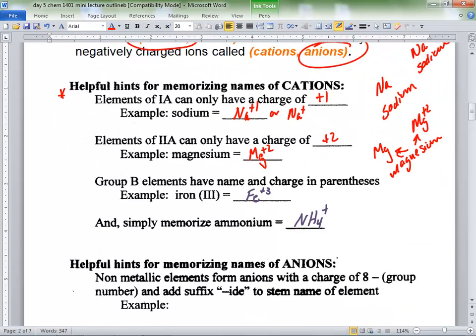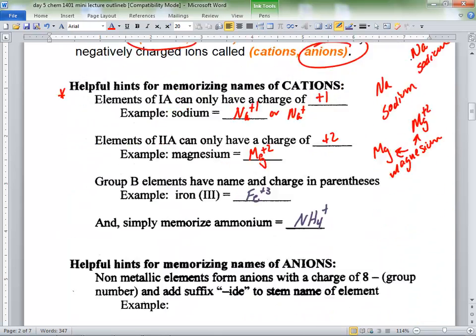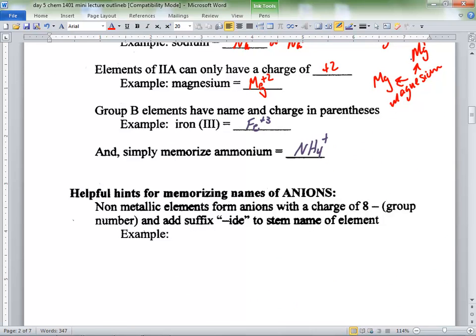The anions. Now if we're talking about the anions, we're talking about this stuff over here, right? The nonmetals. They're all negative. They're all anions. The nonmetals form anions, with a charge of 8 minus the group number. There's kind of an easier way to do it, but that's okay. Add an -ide to the stem of the element. So for example, if you have F, it's called fluorine, it'd be called fluoride if you make it a negative.